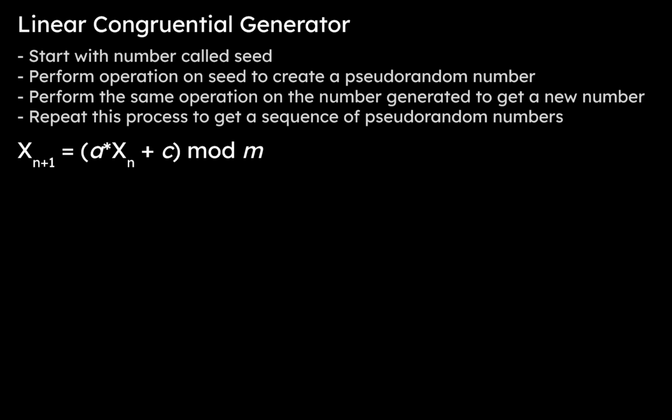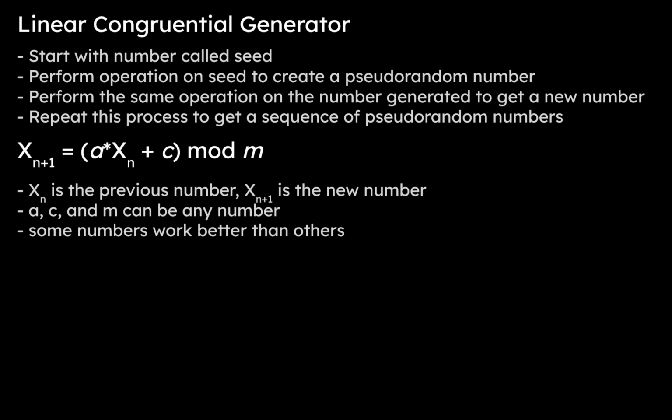One has a subscript of n plus 1, and one has a subscript of n. So x sub n is the previous number, and x sub n plus 1 is the new number we're generating. So you can see that we are in fact generating our new number based on our previous number. Now you might be wondering about a, c, and m. Those are simply constants. They can be anything we want. However, there are some numbers that work better than others.